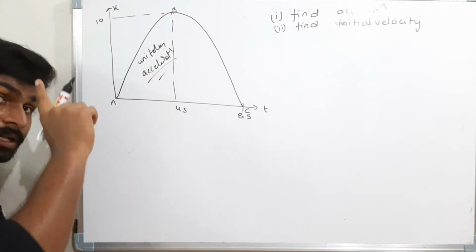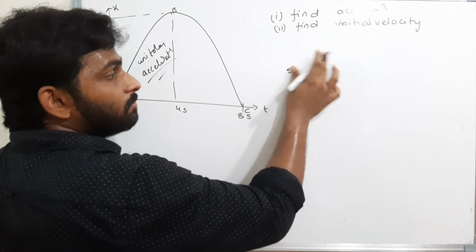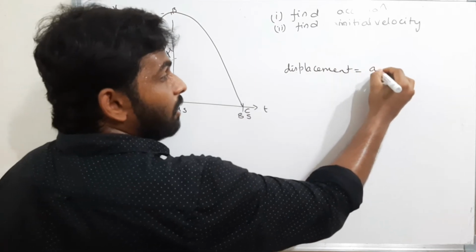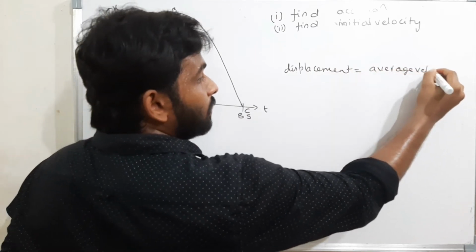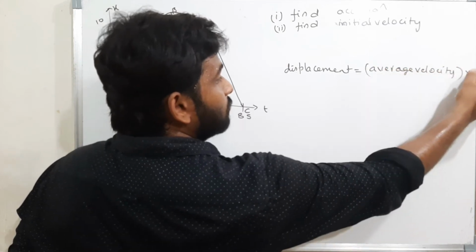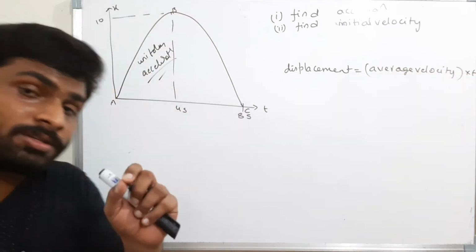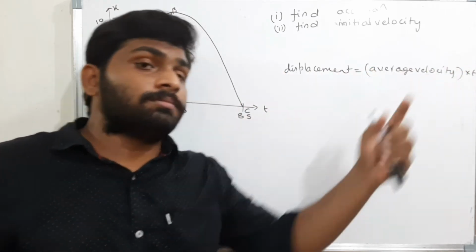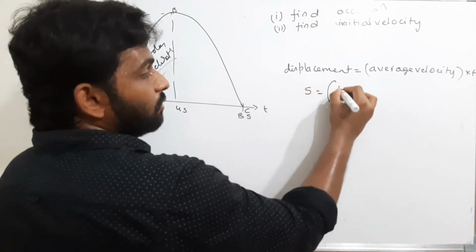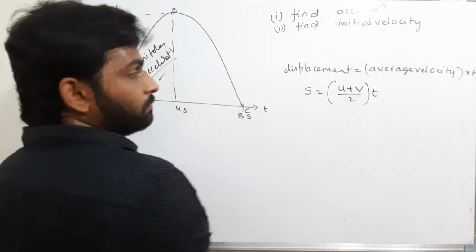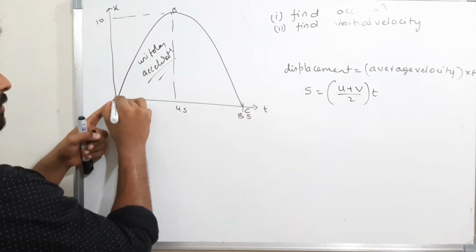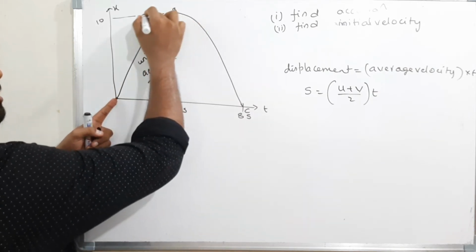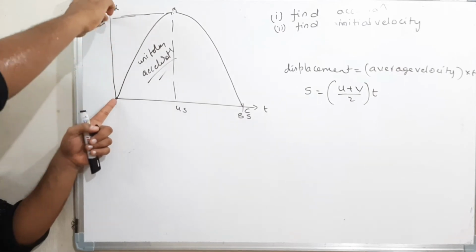Now I gave one formula in the first video. What is it? The displacement is equal to average velocity into time. Do you remember this? When the body is moving with a uniform acceleration, the displacement traveled by the body is equal to average velocity into time. That means S is equal to u plus v by 2 into time. Now what is the displacement? I am assuming only from A to B. From A to B, displacement traveled by the body is 10.